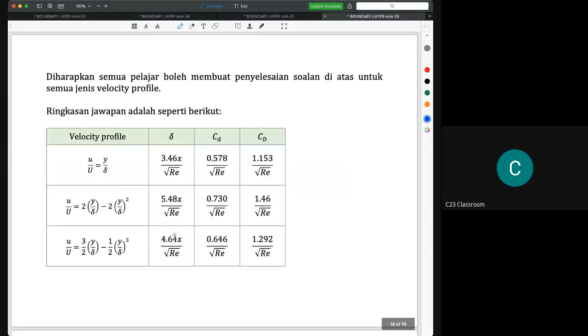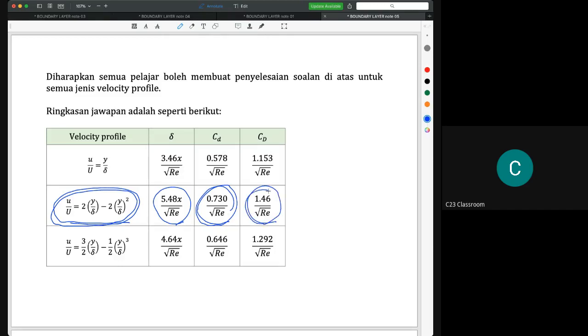Okey. Kemudian saya harap pelajar dapat menyelesaikan persoalan di atas dengan menggunakan pelbagai velocity profile. So saya tidak akan tunjuk satu persatu. Saya harap pelajar dapat membuat tutorial untuk perkara ini. Okey, seperti yang saya tunjukkan, sekiranya velocity profile adalah second order polynomial, so kita boleh dapat nilai delta 5.48x Reynolds. C local coefficient 0.73 dan drag coefficient akan menjadi 1.46.